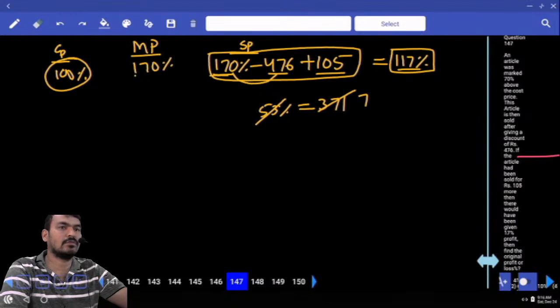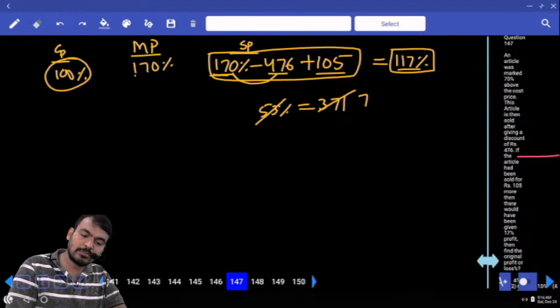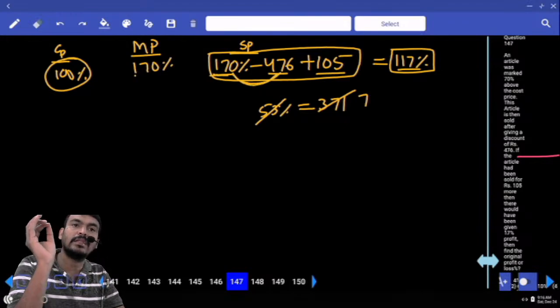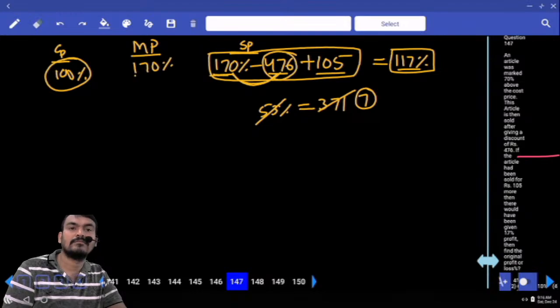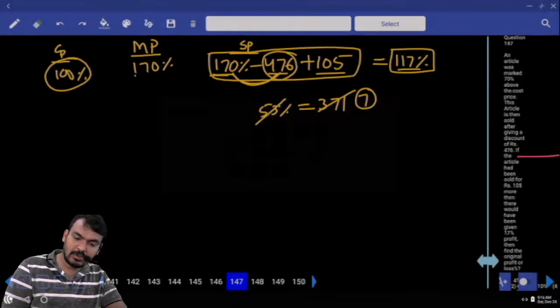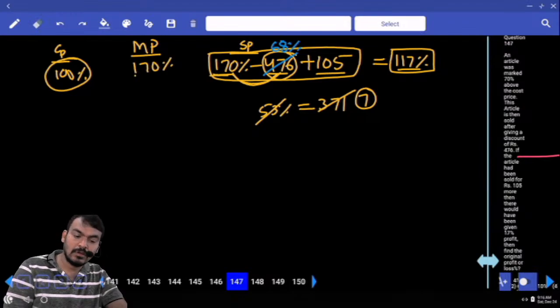If we require the original profit or loss, we definitely need to know the original cost price and original selling price. What is the original selling price? 170% minus 476. What is the 1% value? 7. 7 times how many is 476? 7 times 6 is 42, 7 times 8 is 56... 68, or not? Means it is 68%, or not? 170% minus 68%, what is the value? 102%, or not?